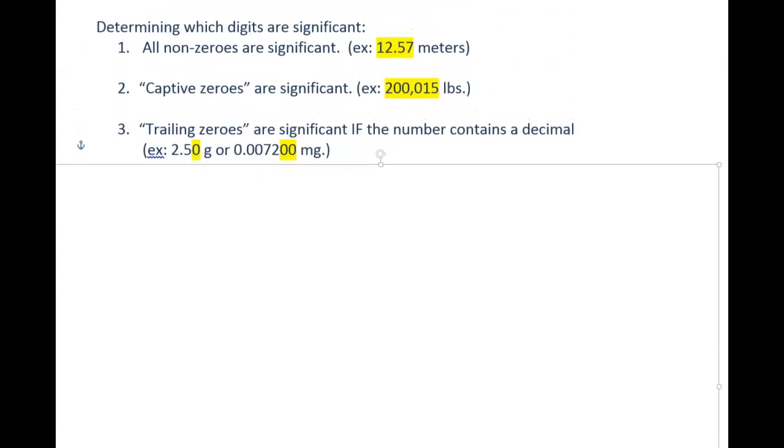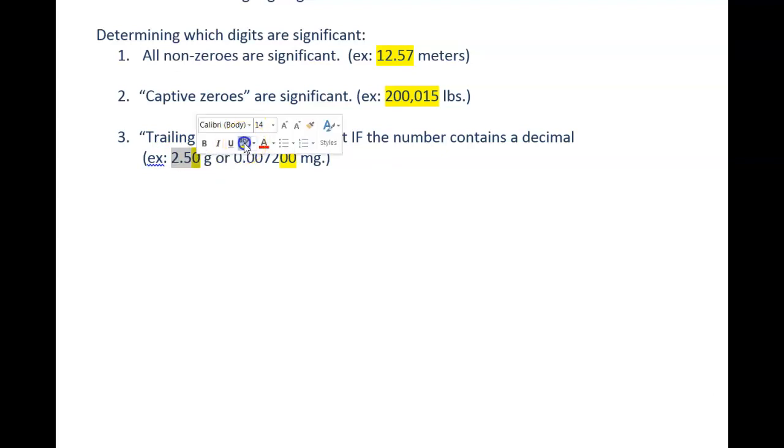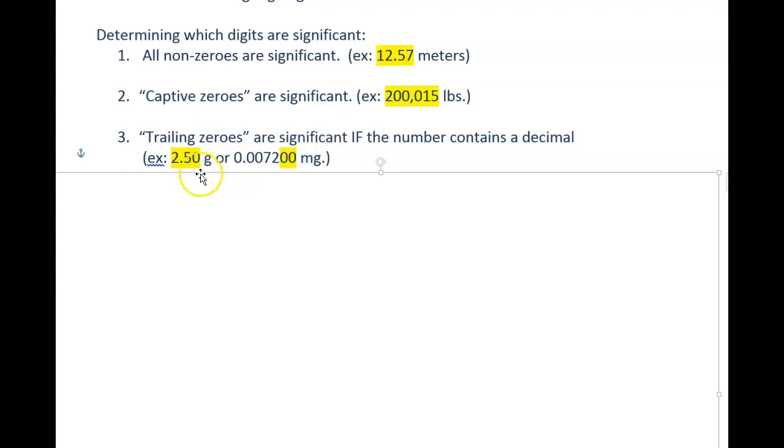Then we have trailing zeros. So trailing zeros get a little bit tricky. Trailing zeros are significant if the number contains a decimal. So if I have 2.50 grams, that is a trailing zero because it comes after the last non-zero. That's what makes it a trailing zero. And what makes it significant is that there's a decimal in the number. And then once again, of course, the non-zeros 2 and 5 are also significant. So this number would be good to the nearest hundredth, or you could say it has 3 significant figures.